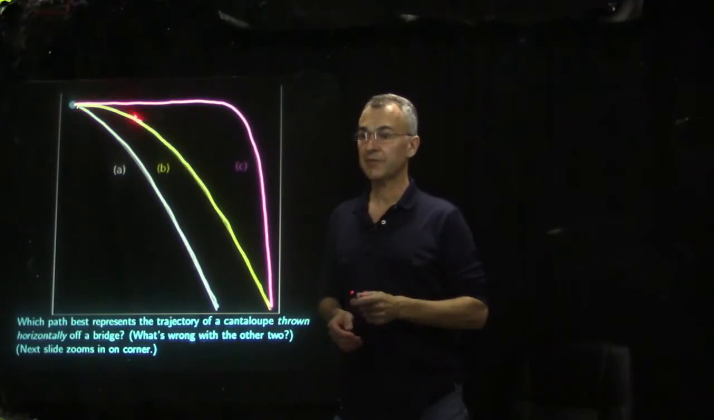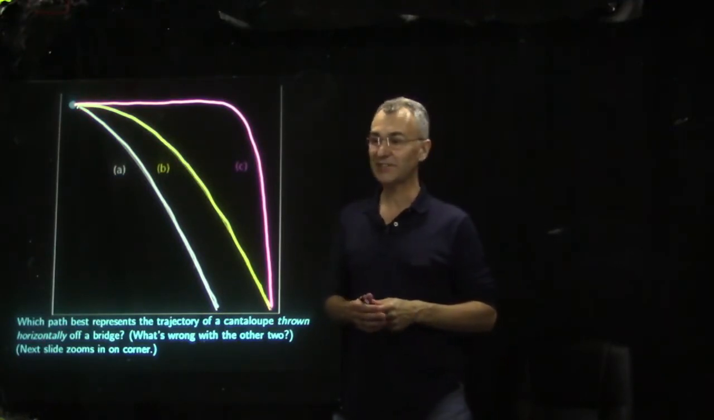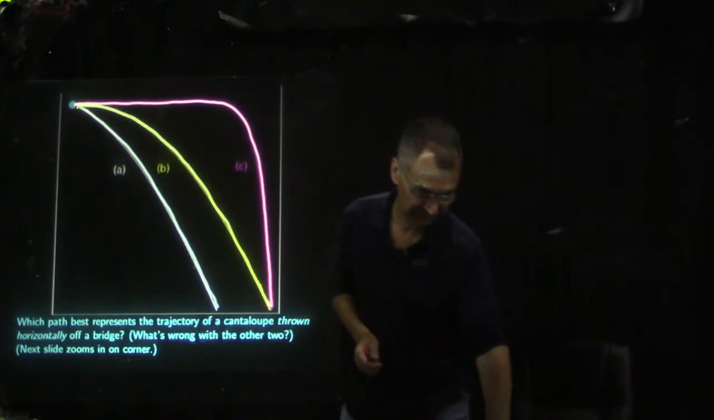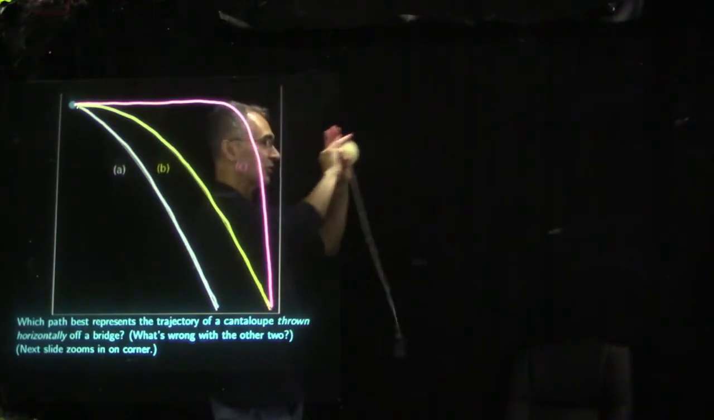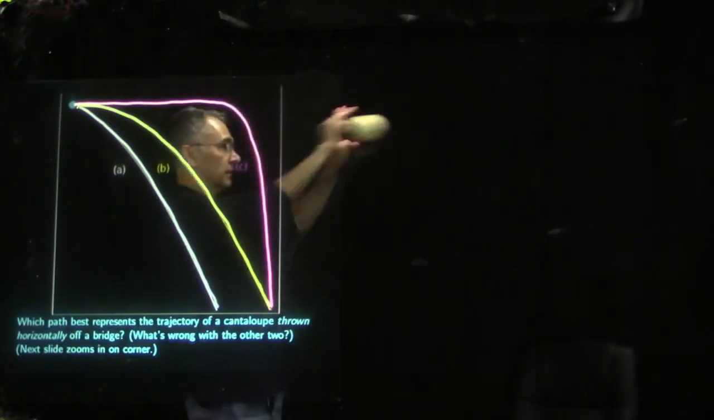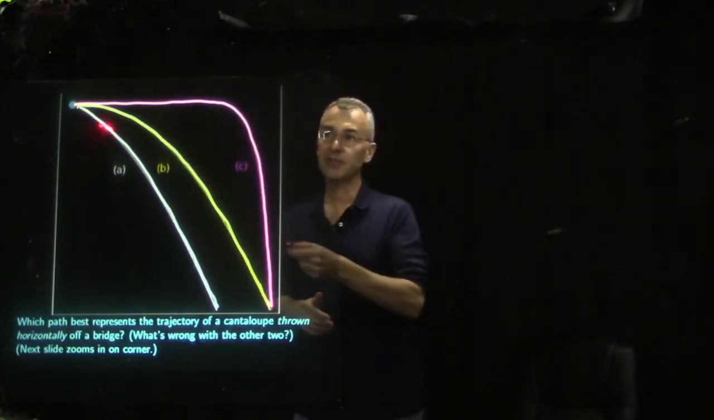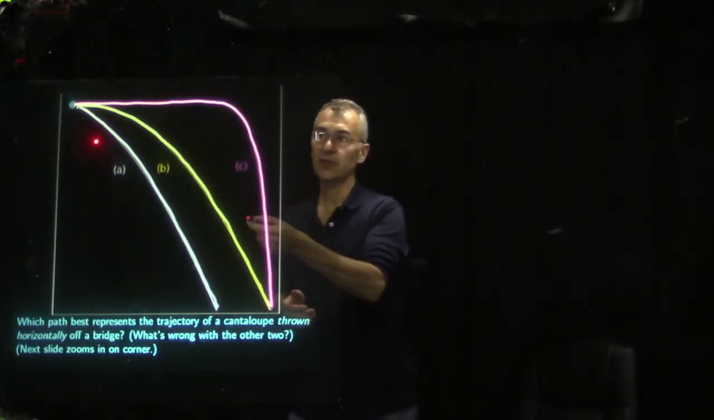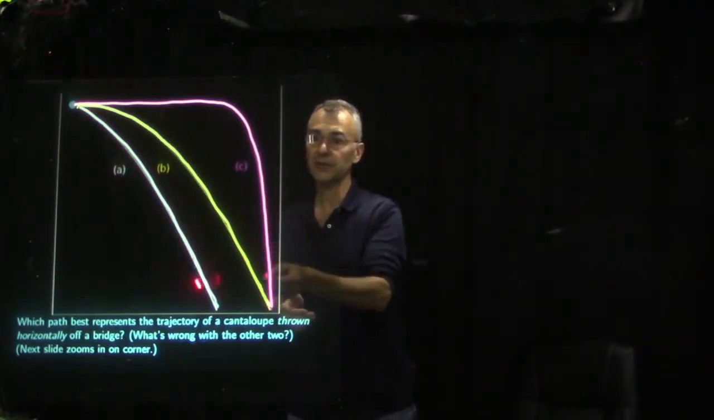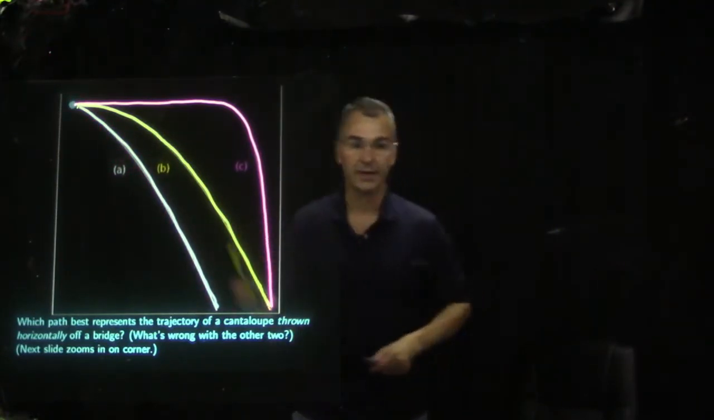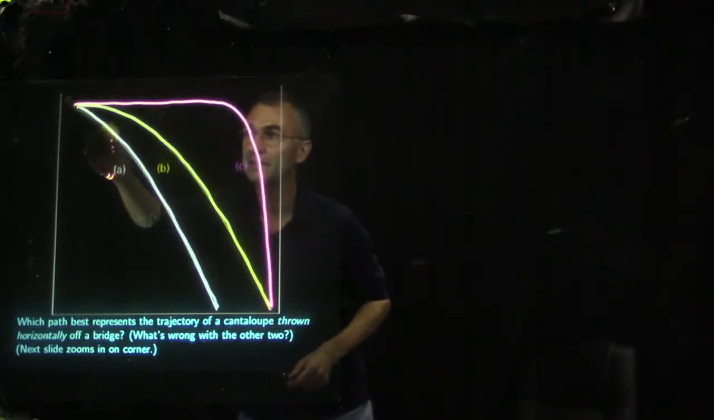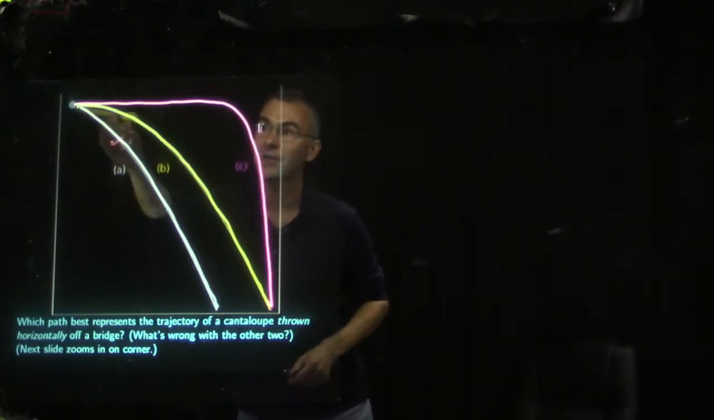Which of these three paths best represents the trajectory of a cantaloupe thrown horizontally off a bridge? Okay, so I guess I'll take my cantaloupe and I'll throw it perfectly horizontally off a bridge. If I look at these three curves, so if I look at the blue or white curve here, what I don't like about it is that the tangent vector, when it's first released, seems to point a little bit downward. And we'll see a zoom into that in a moment. This one, the tangent vector initially is horizontal, so I think I like that.